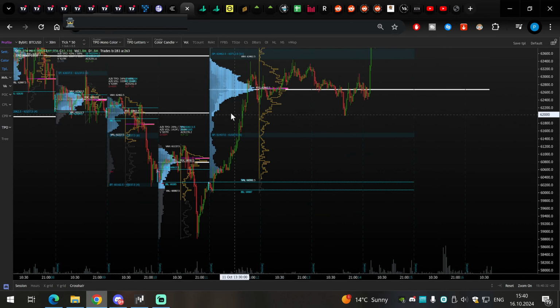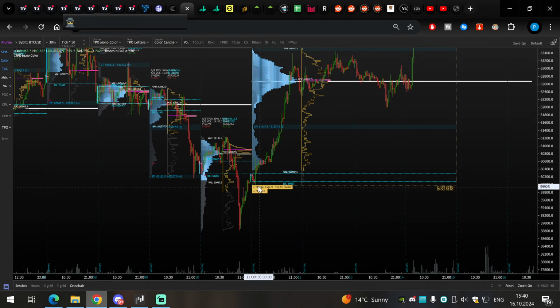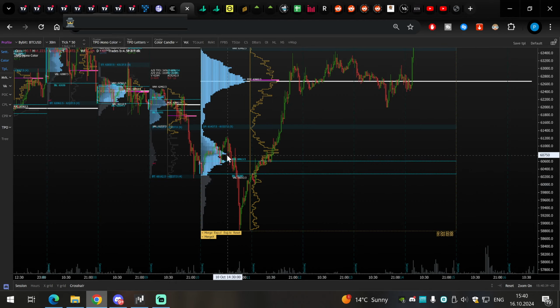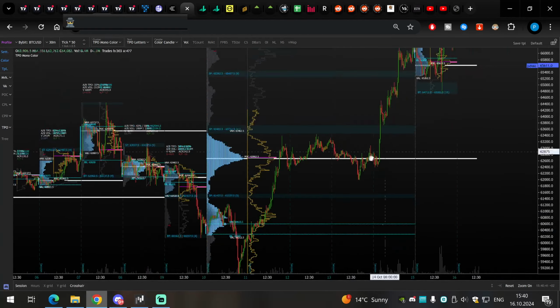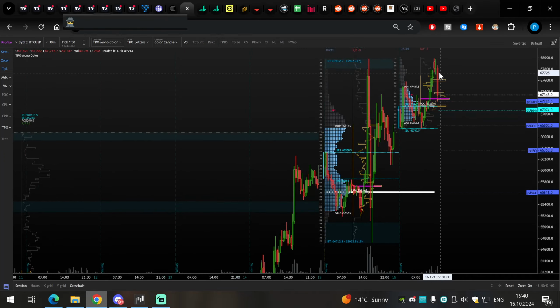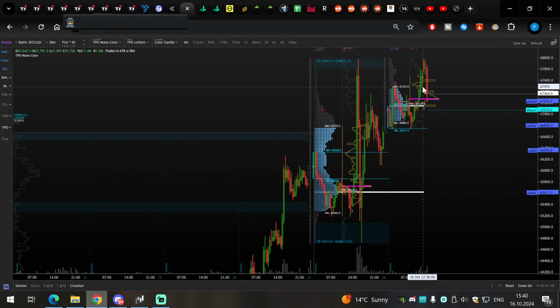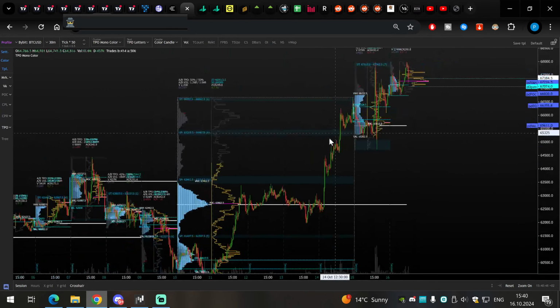If you don't stop, do you have any support here? Look at the low volume. No, this is not support. Next support will be coming from here, in this high volume node and a local POC. So, very interesting market. By the way, nice push to the downside. We are getting rewarded, at least locally.